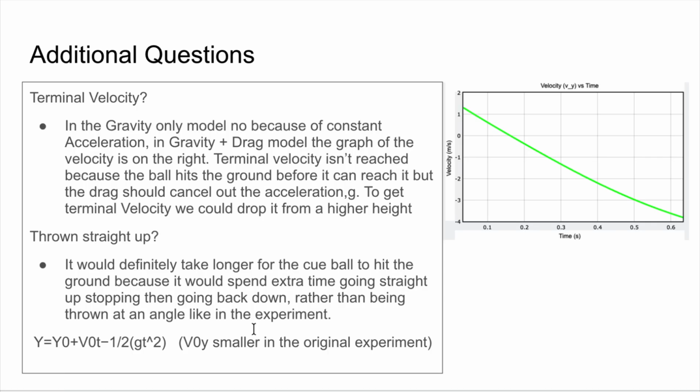For the second question, if the ball was thrown straight up, would it take longer for the cue ball to hit the ground than in the regular experiment? I would say yes, because it would spend extra time going straight up and then stopping to go back down, rather than being thrown at an angle like in the experiment. Also, you can use the kinematics equation and see that the initial velocity in the y component would be smaller in the original experiment than if it was just thrown straight up.